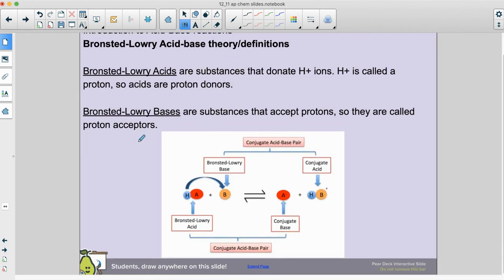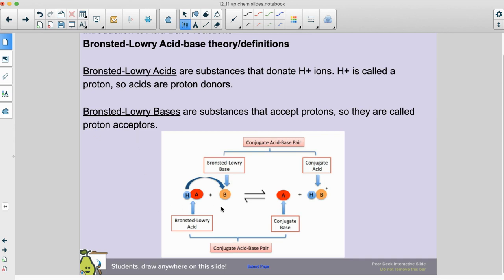Then we briefly talked about acid-base theory, and I was able to do this with some students, but the other half of the class didn't get it. So this Bronsted-Lowry acid-base theory is the theory that we'll be using for acids and bases in this class. Bronsted-Lowry acids are substances that donate H+ ions. And H+ is called a proton because without the electron, all that hydrogen ion is just a proton. So acids are considered proton donors. On the other hand, Bronsted-Lowry bases are substances that accept protons, so they're called proton acceptors.